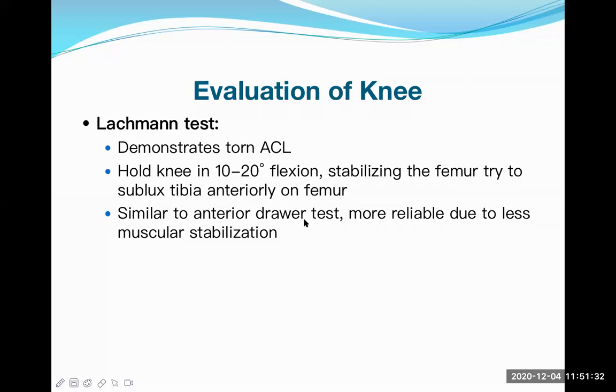So this is similar to the anterior drawer test, but it is a more reliable test for the diagnosis of a torn anterior cruciate ligament because of less muscular stabilization. So the Lachman test is one of the tests we can do for the evaluation of the anterior cruciate ligament. So this type of MCQ question can be asked in the exam.